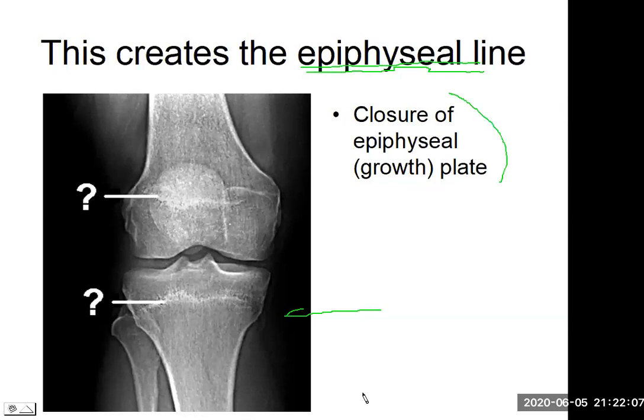And without a growth plate, we lose that ability for interstitial growth. We can't get any taller. So a good example is at age 40, you're not going to suddenly grow taller because you no longer have a growth plate.